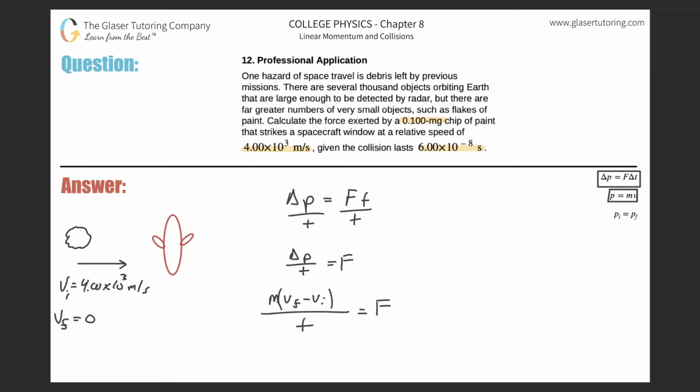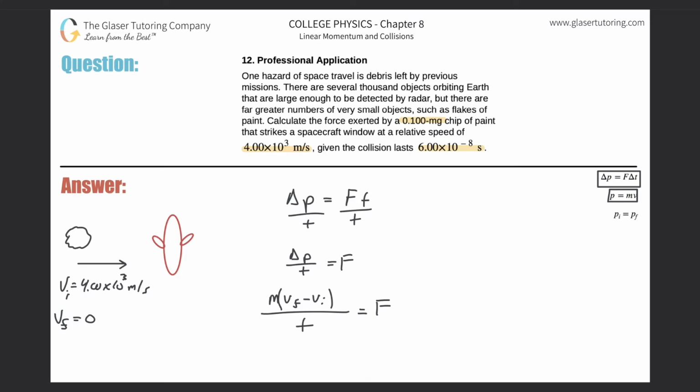Remember, this is the force applied in order to change the momentum of the object. If you think about it, if this paint chip is coming in with this direction of speed, traveling at 4 times 10 to the 3 meters per second, and then it's eventually going to come to a halt here, what direction does the force have to face in order to stop that motion? It has to face this way. So we should expect to get a negative answer here. Let's just make sure that works out.